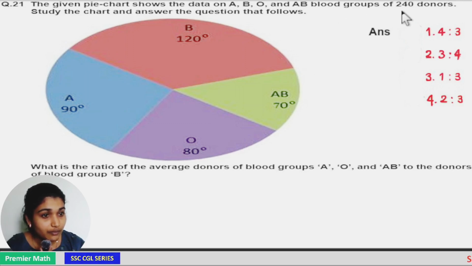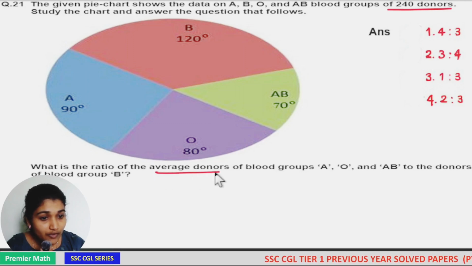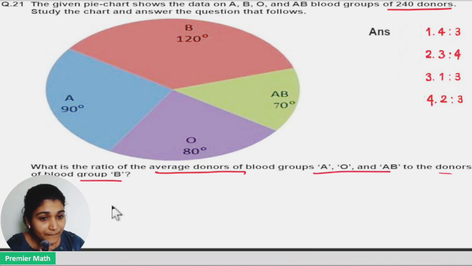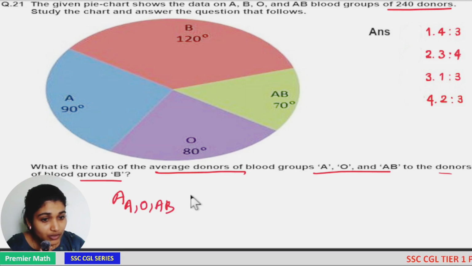Here total blood groups of donors is 240 donors. What is the ratio of average donors of blood group AO and AB to the donors of blood group B? Here we need average donors of blood group AO and AB to the donors of blood group B.